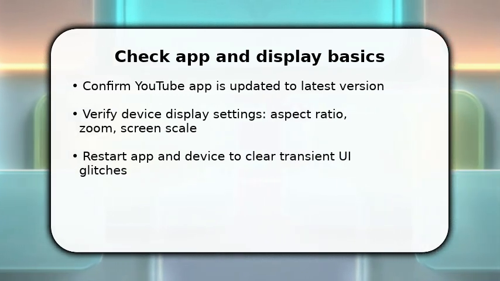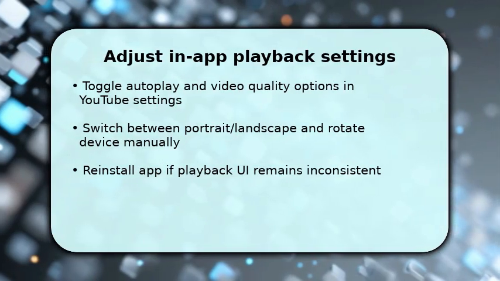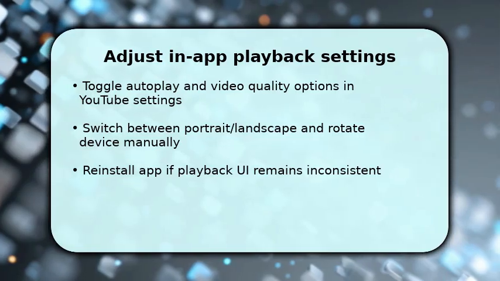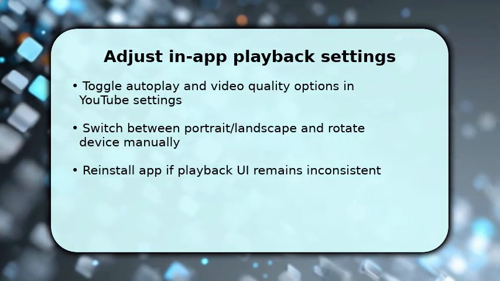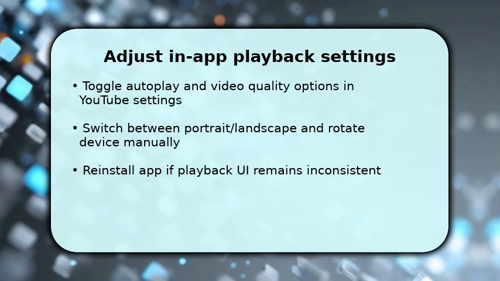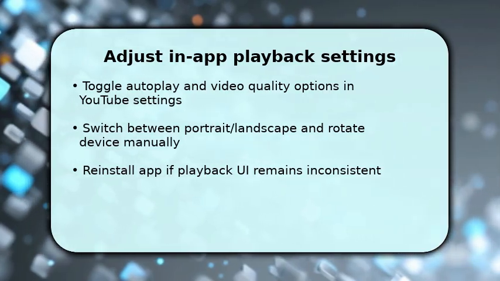Now you'll dive into the app. Open YouTube settings and set video quality to an appropriate option. Sometimes high-res forcing triggers scale bugs. Make sure autoplay and loop settings aren't interacting with full-screen gestures.